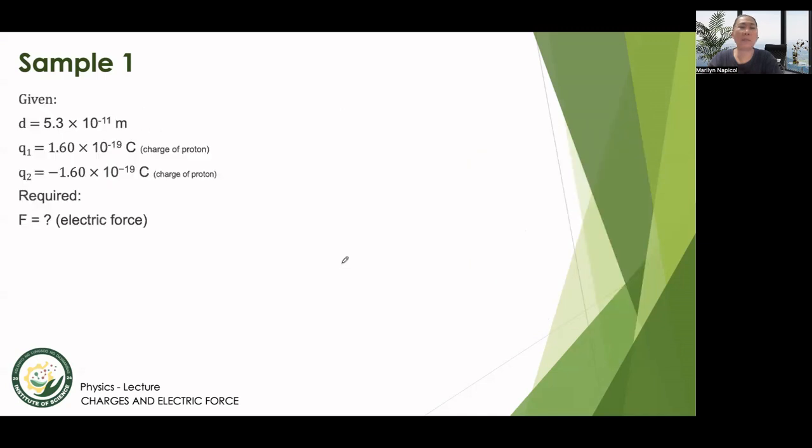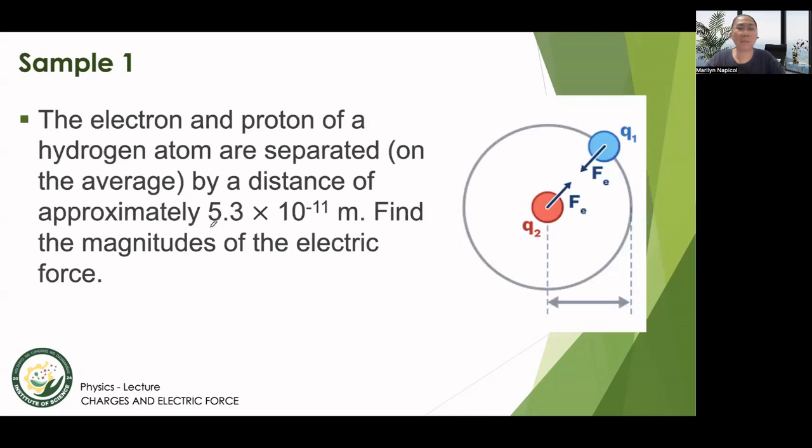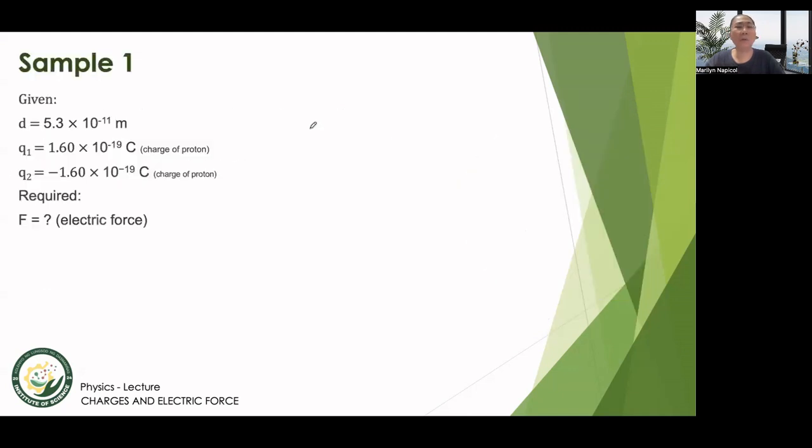Okay, so based on this problem, let's look at the given. So given po natin, meron po tayong 5.3 times 10 raised to negative 11 meters. And then you have, binanggit naman kasi dito, na siya ay electron at proton. Yung pinakita kong table sa inyo kanina, we know that your proton has a charge of 1.6 times 10 raised to negative 19 Coulomb. And ganun din naman yung value ng charge ng electron. Let me just change this. This is electron. Ayan. So, parehas lang po sila ng charge value. Ang pinagkaiba lang sa proton mo, that is positive. Ang electron mo ay negative.